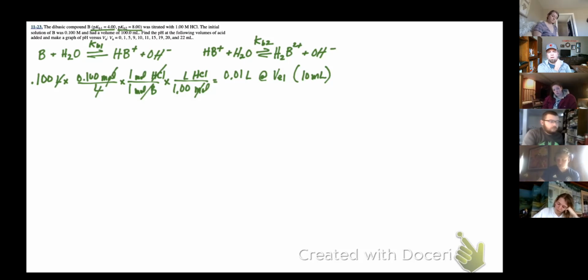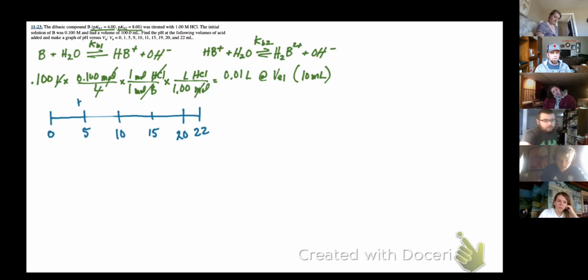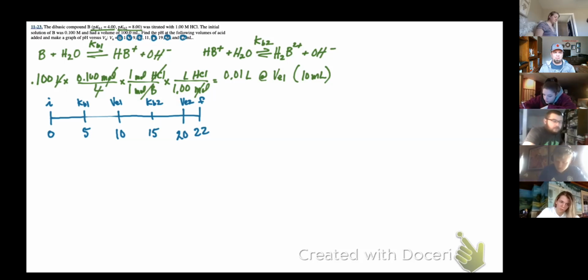From here, we can draw our number line, right? Some of you may have already done that. If you haven't, go ahead and draw a number line. I put some thought into mine. I saw that the final volume is 22 milliliters. So I just put that as the final point, helping me frame my problem and what the objective is.